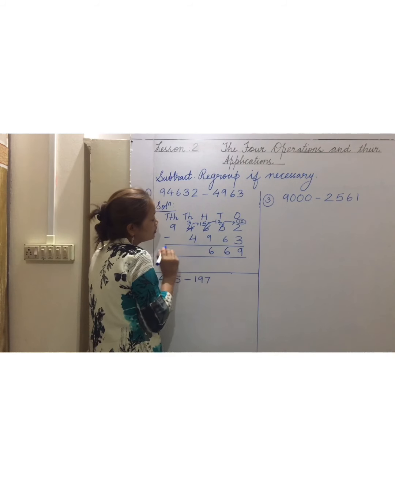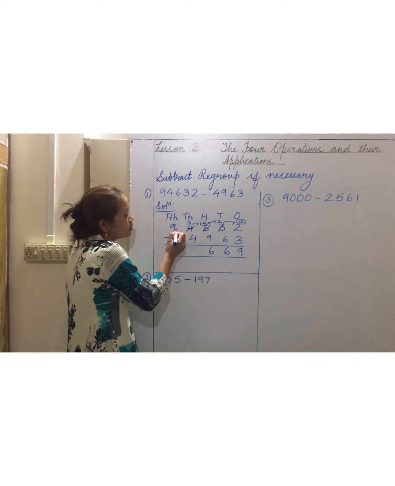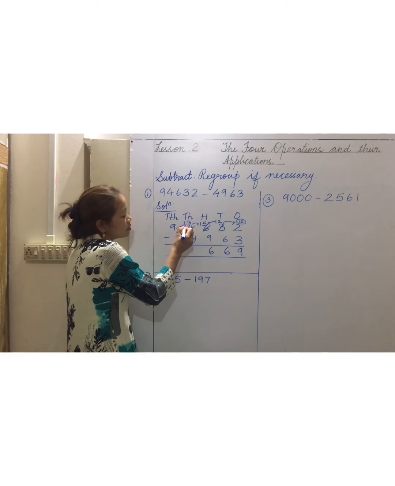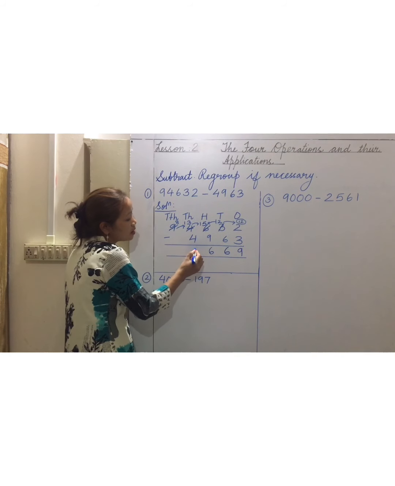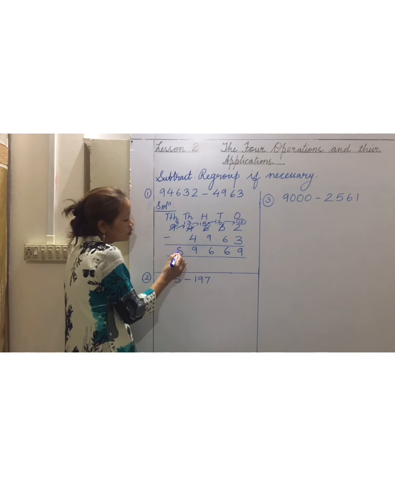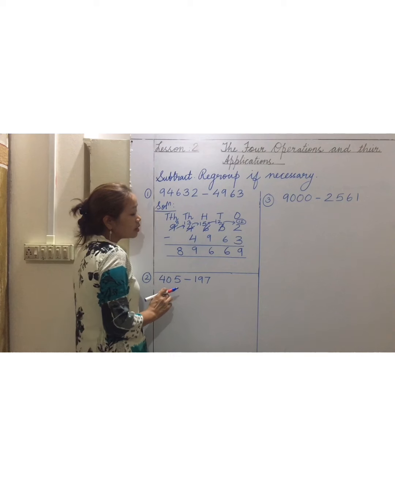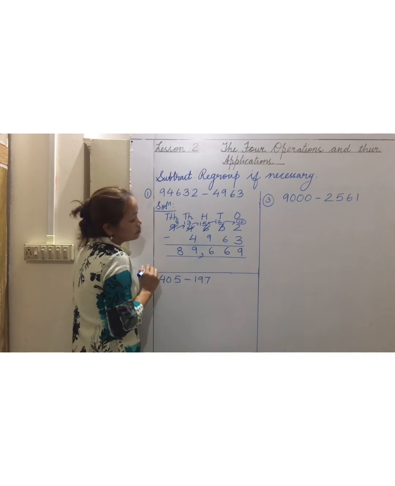Right? So then 3 minus 4, we need to subtract, so we have a borrow, that's 1, 13 minus 4 is 9, right? Then the remaining 8, we take it down. So this is our answer, and we put commas: 1, 2, 3, comma, right?